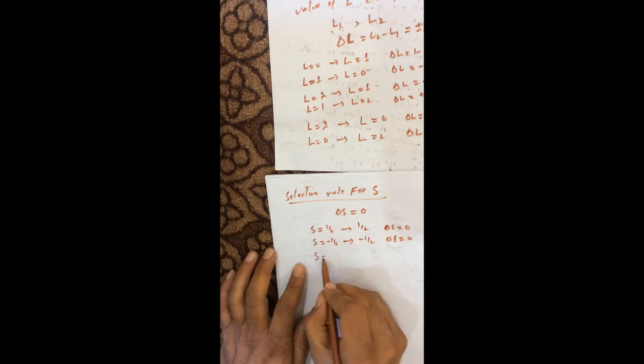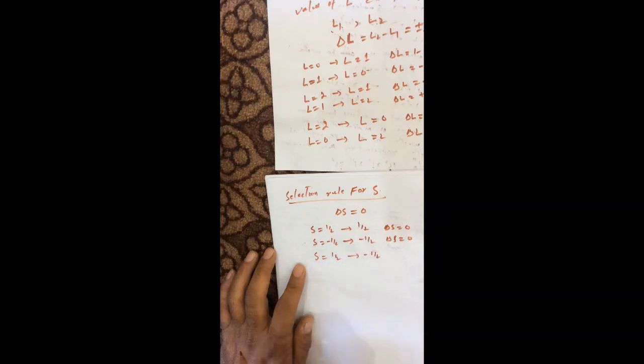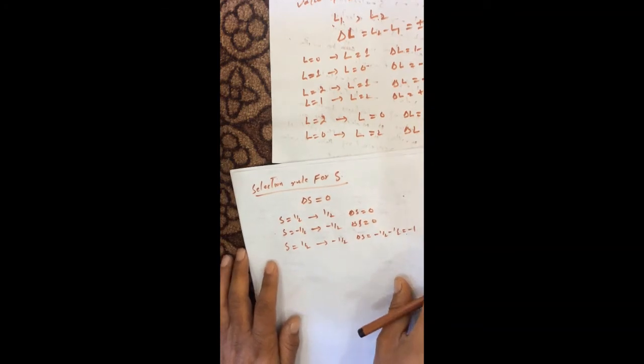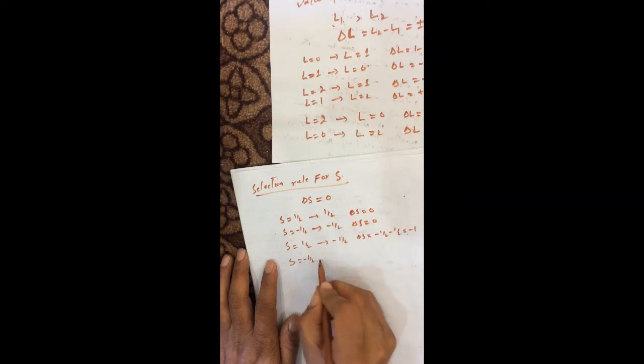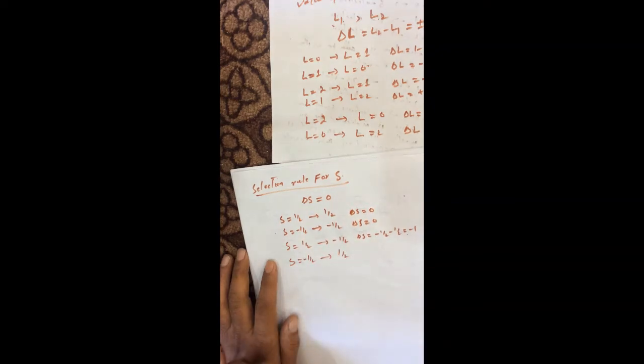But the electron cannot jump from 1/2 to -1/2, because delta S here is -1/2 minus 1/2, which is -1. It cannot jump from spin -1/2 to spin 1/2, because delta S is 1/2 minus (-1/2), which is 1. So these transitions are not possible. This is the selection rule for S.